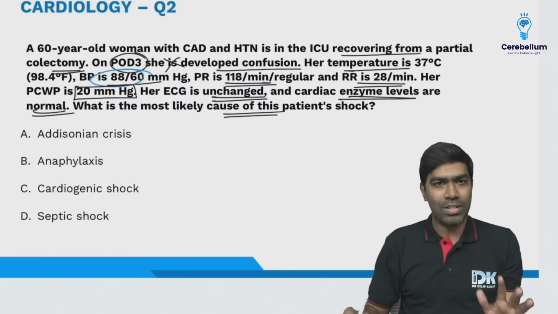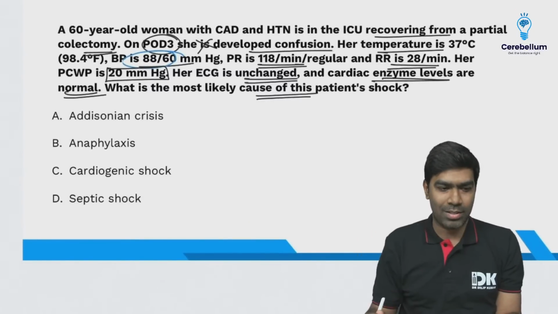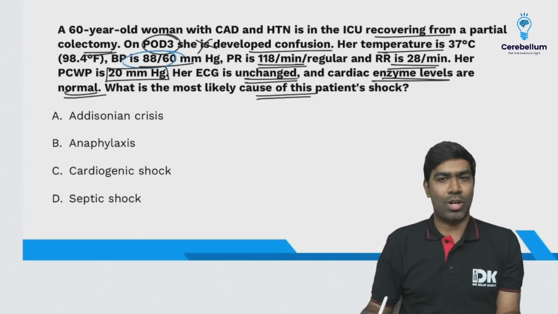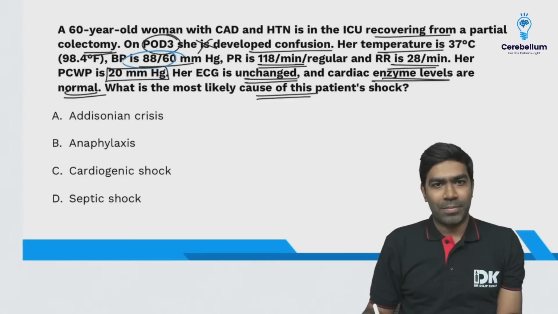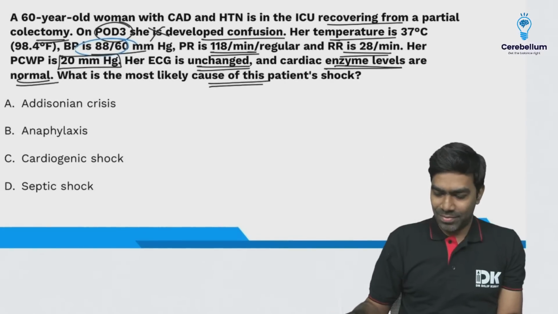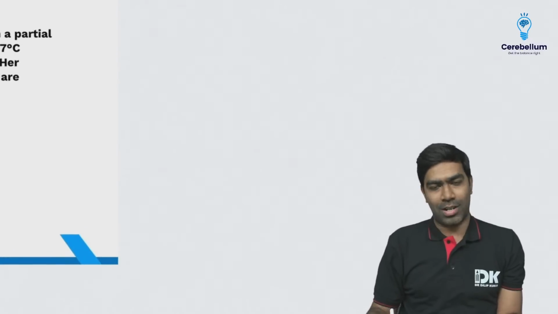So the clue here is very obvious. That's the PCWP. So what is the diagnosis? Is it Addisonian crisis? Or is it anaphylaxis? Or is it cardiogenic shock? Or is it septic shock? What is the diagnosis? For this we need to know the various values in a patient with shock.